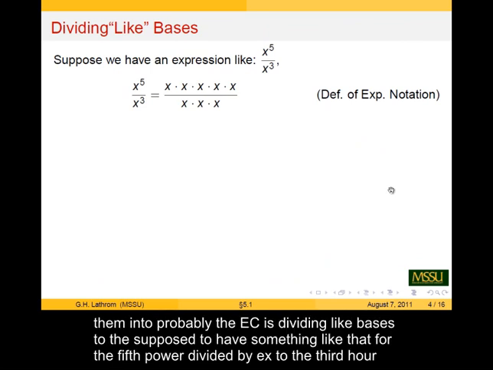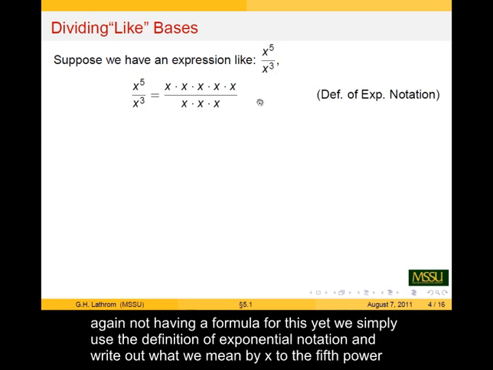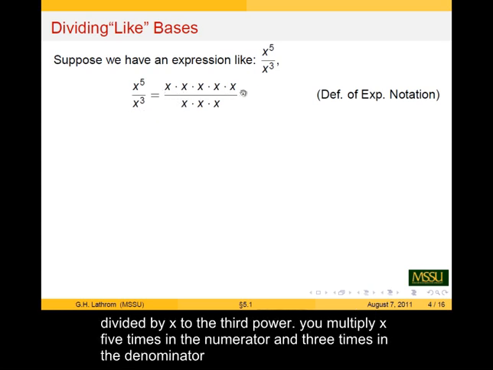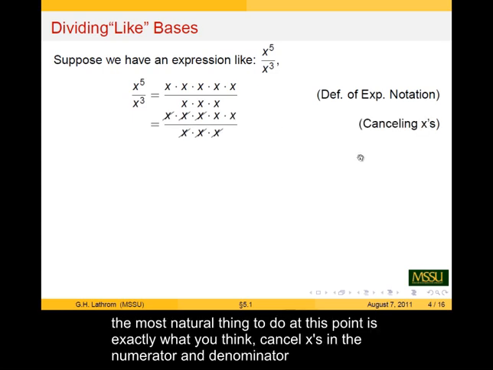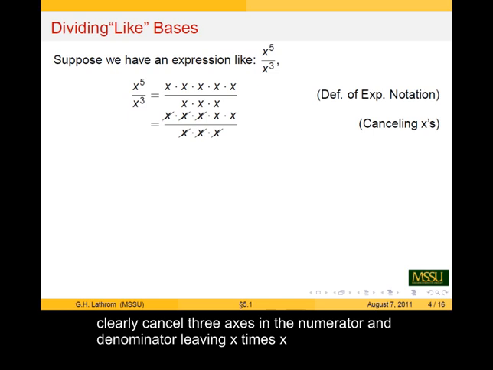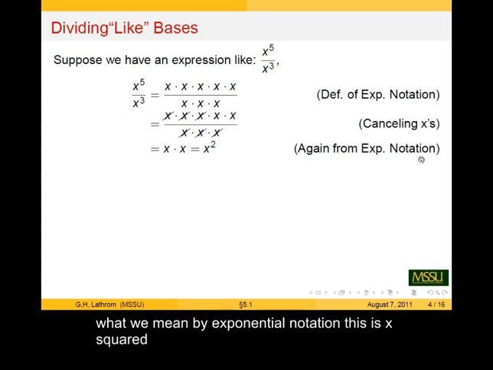The next property that we see is dividing like bases. So now suppose that we have something like x to the fifth power divided by x to the third power. Again, not having a formula for this yet, we simply use the definition of exponential notation and write out what we mean by x to the fifth power and x to the third power. You're multiplying x 5 times in the numerator and 3 times in the denominator. Well, the most natural thing to do at this point is to start canceling common x's in the numerator and denominator. So we're able to cancel 3 x's in the numerator and denominator, leaving us with x times x. But by exponential notation, this is x squared.